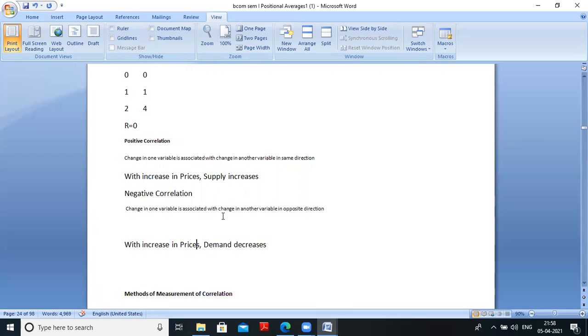Clear? Yes ma'am. The types of correlation are clear to you? Yes ma'am. Ginny, is it clear to you? Yes ma'am. Okay. Any doubts till now? Any doubts?